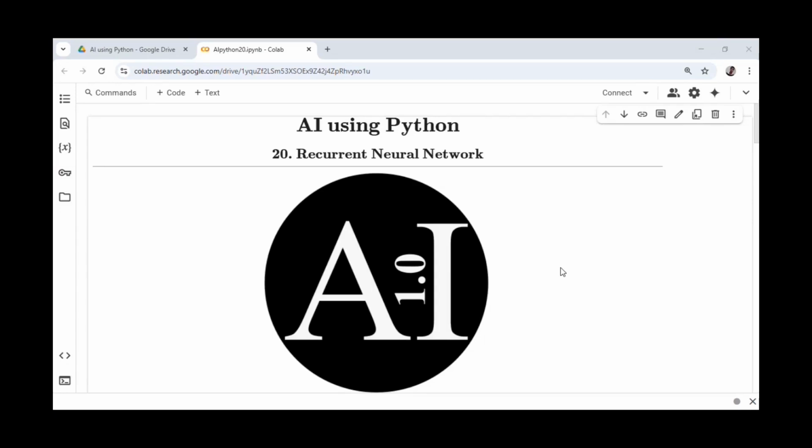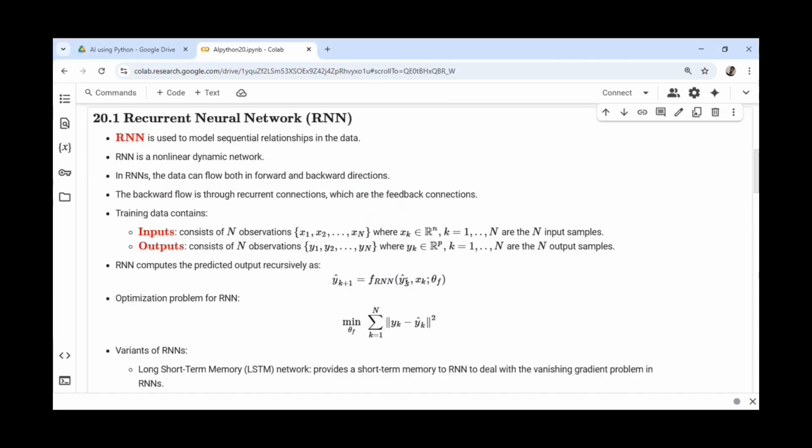In this lecture, we will be discussing Recurrent Neural Network or RNN. RNNs are neural networks designed for processing sequential data such as audio, text, image, and time series data. The key element of RNN which distinguishes it from feed-forward neural network is the recurrent connection, which can be considered as a feedback connection. The recurrent connections enable RNN to capture time-dependent relations in the data and make it a dynamic model.